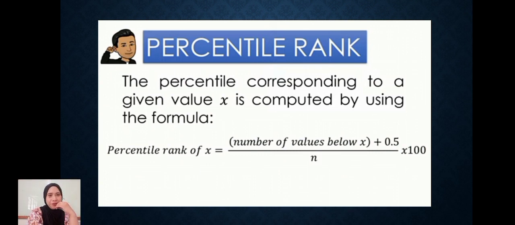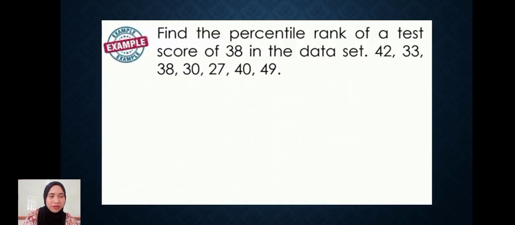Next, we have percentile rank. The percentile rank is the other way of computing. Earlier, the 34th percentile was given. Here in the percentile rank, what we look for is the percentile of X. So this is the opposite of our earlier formula. The percentile corresponding to a given value X is computed using this formula: number of values below X plus 0.5, over N, where N is the number of data, multiplied by 100.